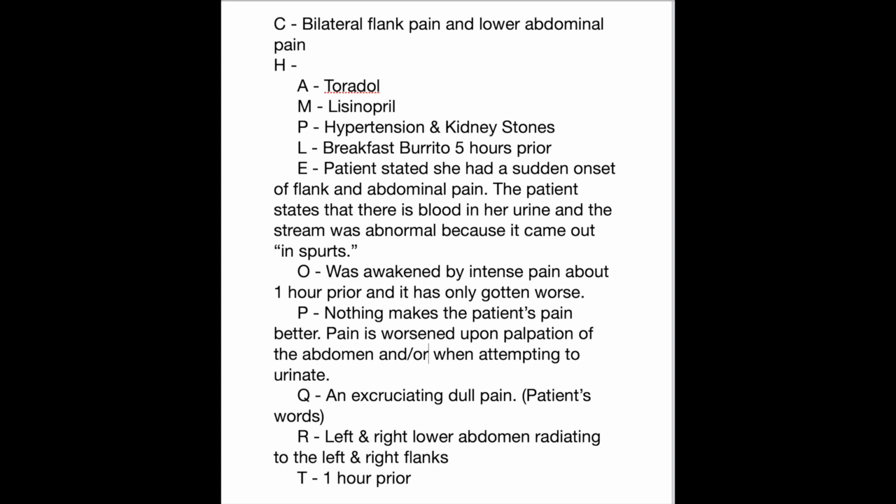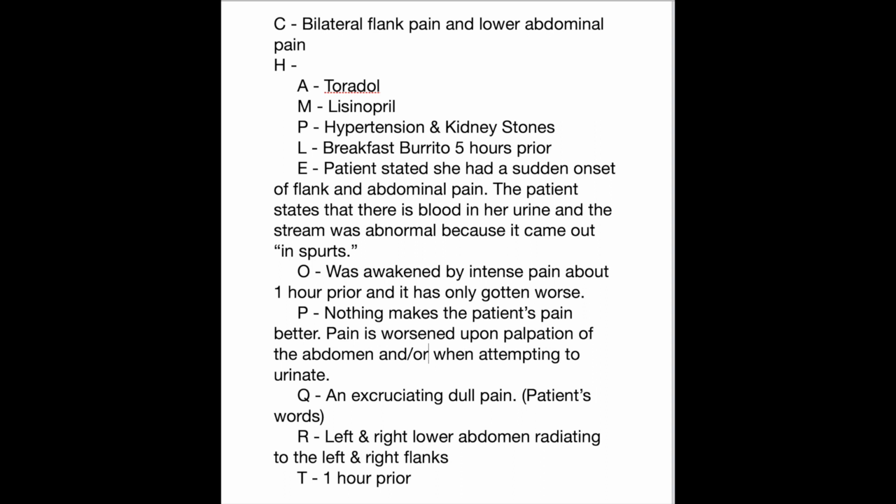leading up to. So the patient stated she had a sudden onset of flank and abdominal pain, and the patient states that there is blood in her urine and the stream was abnormal because it came out in "spurts." So I put "spurts" in quotations because that's specifically how the patient described it to me. The O is for onset. So what was the patient doing whenever the patient started experiencing pain? She was awakened by an intense pain, and it started about an hour prior, and it has only gotten worse.